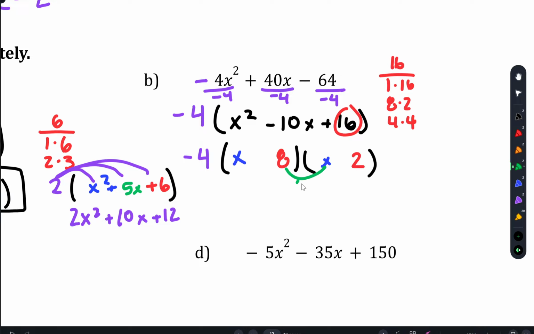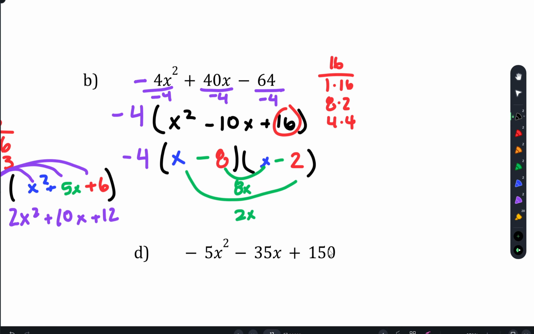Okay, we're going to check. 8x, 2x. How do I get to negative 10? What are my signs? Both minus. So this should be my answer. We're going to double check off to the side here.